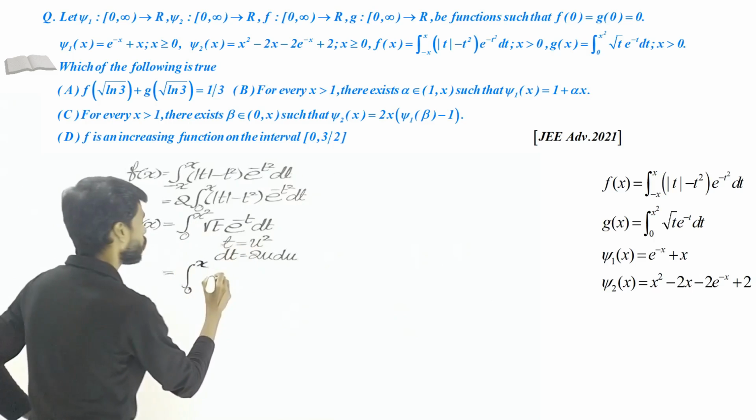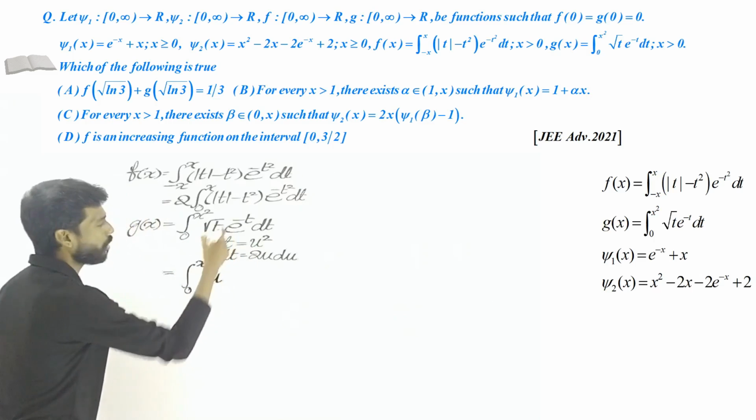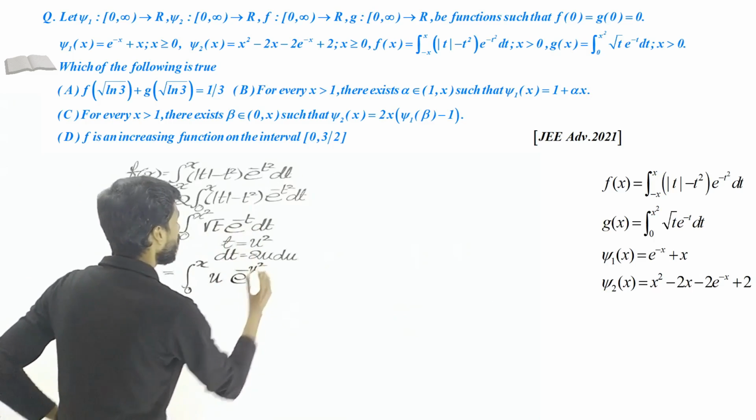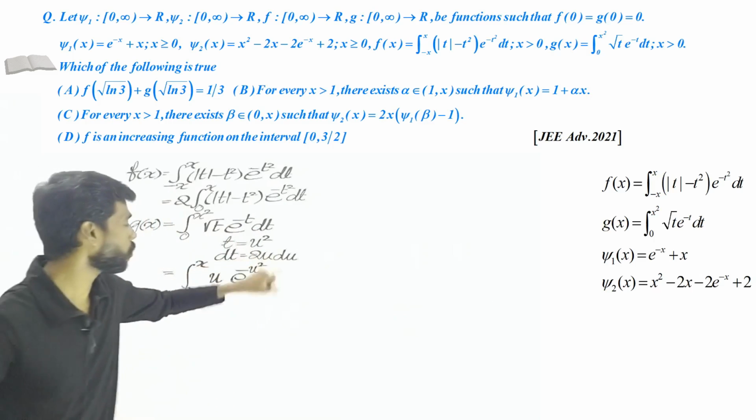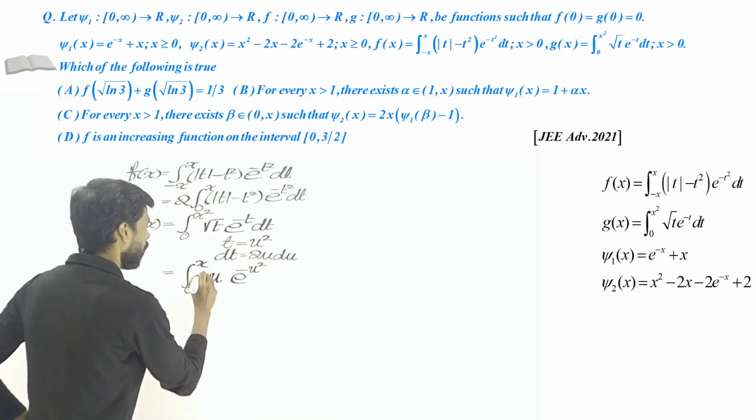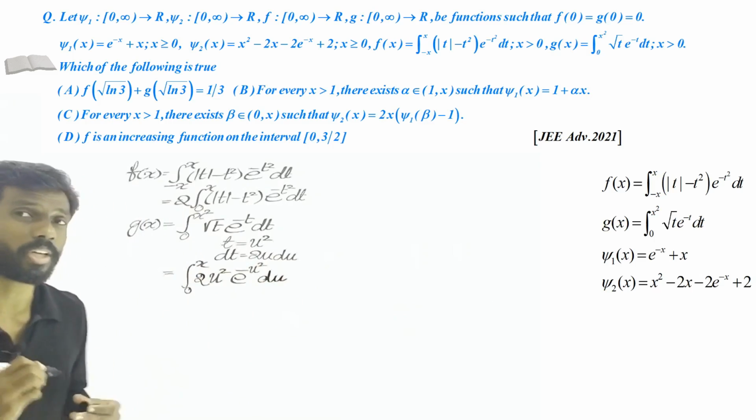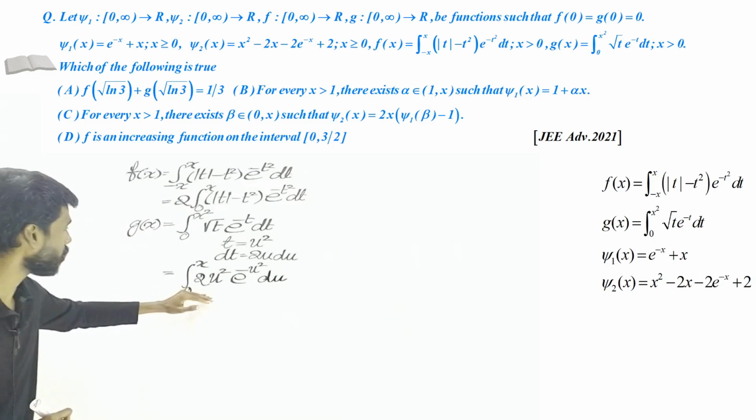So root t is same as u, and then e to the power minus t, so minus u square, multiplied by dt. dt is 2u du, so multiply by 2u du, or you can write 2u square du. Do you understand? Yes.